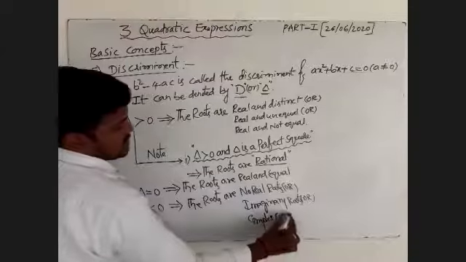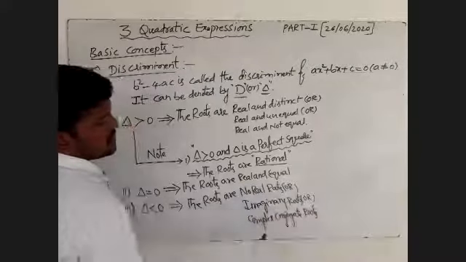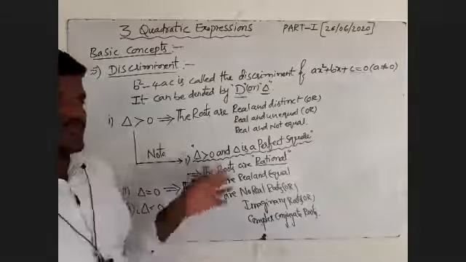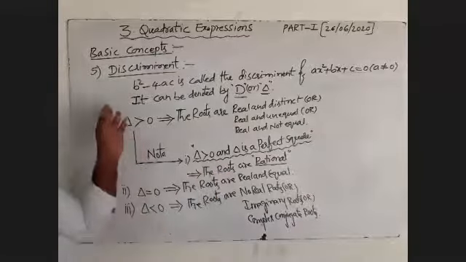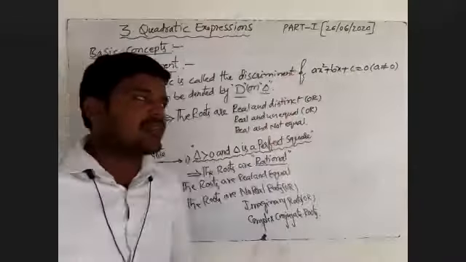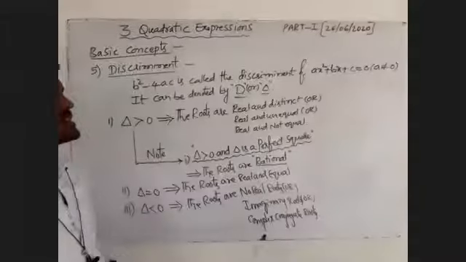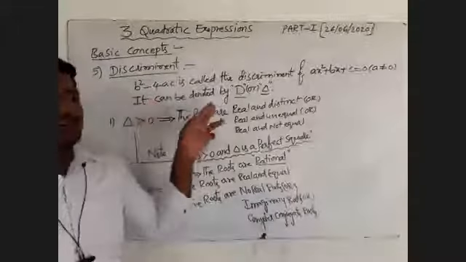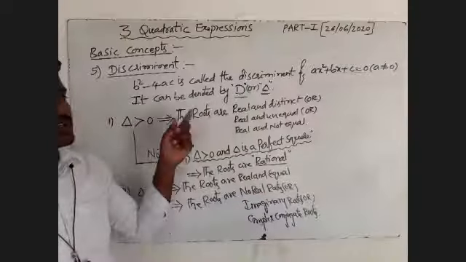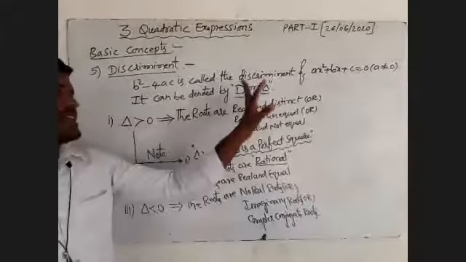Complex conjugate roots. These three conditions are mostly useful in quadratic equations. B square minus 4ac is called the discriminant of ax square plus bx plus c equal to 0, where a does not equal 0, and can be denoted by D or delta. Delta greater than 0 means the roots are real and unequal, or real and distinct.